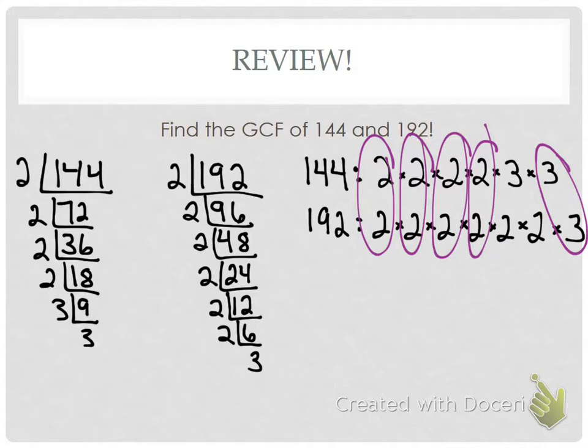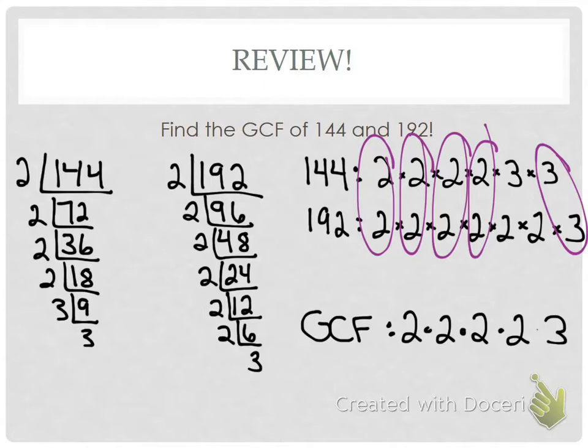What do I do with those numbers? Multiply them for each group. I write it once in my GCF, and I multiply them together to get 48.